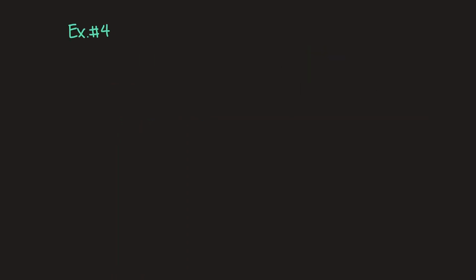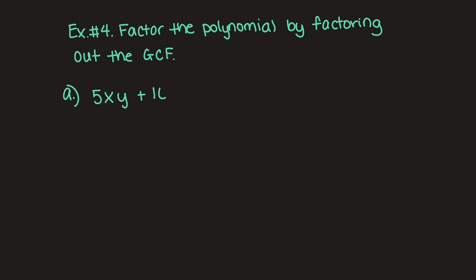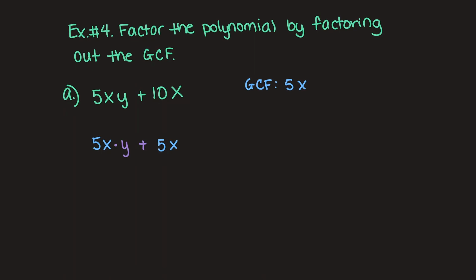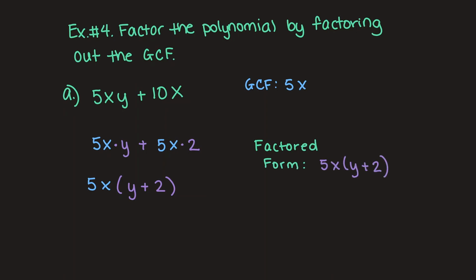Okay, let's try a few examples. We want to factor the polynomial by factoring out the GCF. So the first step would be to find the GCF of 5xy and 10x. That would be 5x. So we can rewrite the terms as factors with this GCF, and then we can factor out the GCF of 5x, and write what remains in parentheses. Now that our expression is written as a product of two factors, we have factored the polynomial. And we can always check to see if this is correctly factored by multiplying.